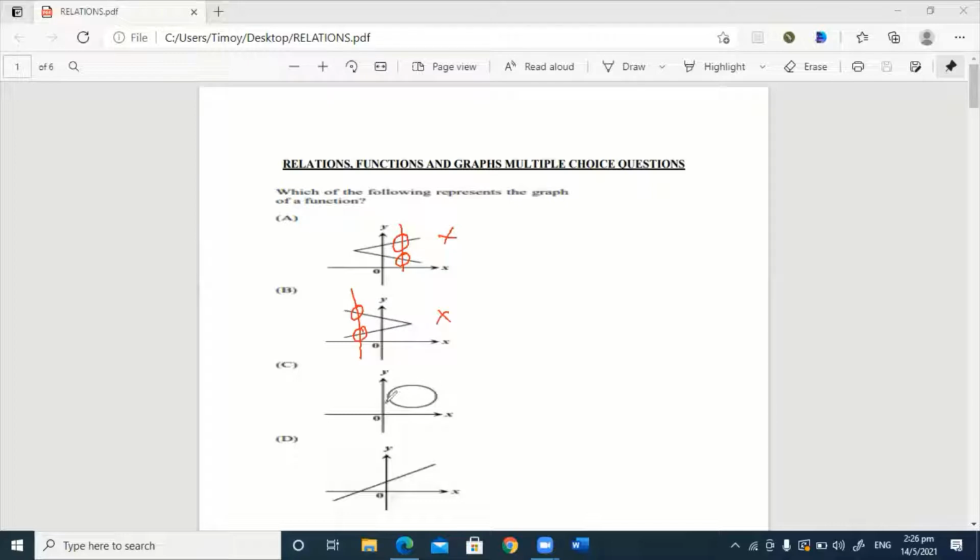We do it for the circle here, and we draw a line there. Then it intersected twice as well. So therefore, this is not a function. If we do it for our last option here, it only intersects this line once. Anywhere we draw it on this line, it will intersect it once. So therefore, this is a function. So our answer is going to be D.